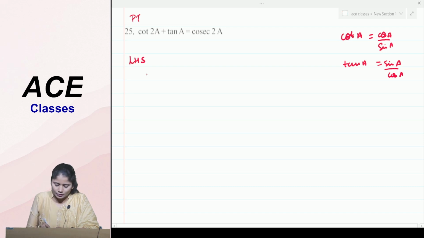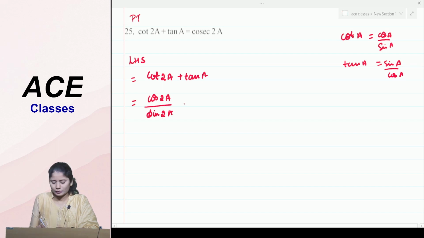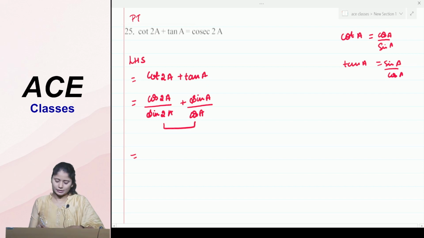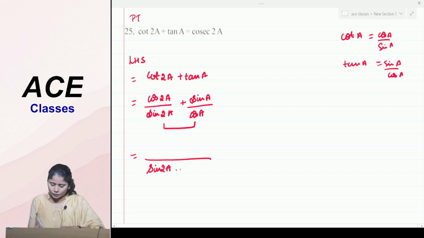I'll take the LHS, which is cot 2A plus tan A. Cot I can write as cos 2A over sin 2A. Tan I will write as sin A by cos A. Since the denominators are different, let me take the LCM. LCM will be sin 2A into cos A, that is the product of the denominators. I have already mentioned that is cross multiply. So that is cos 2A into cos A, plus sin 2A into sin A.